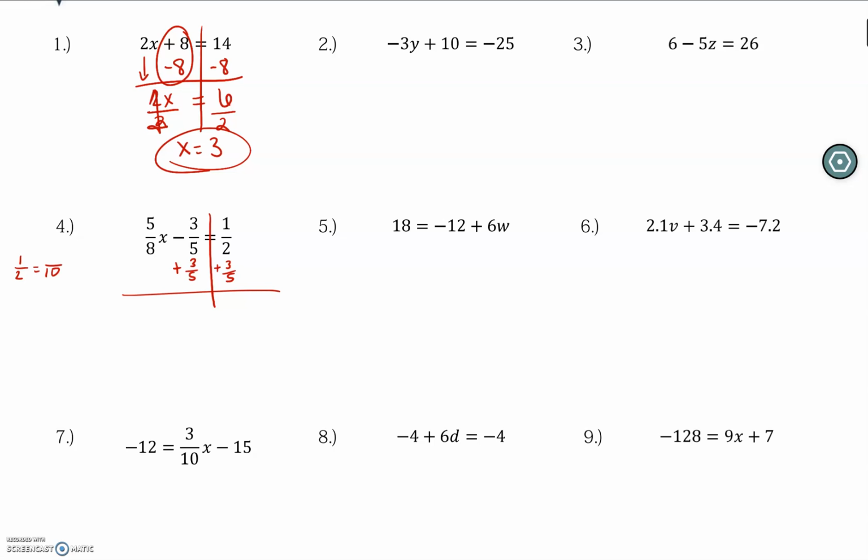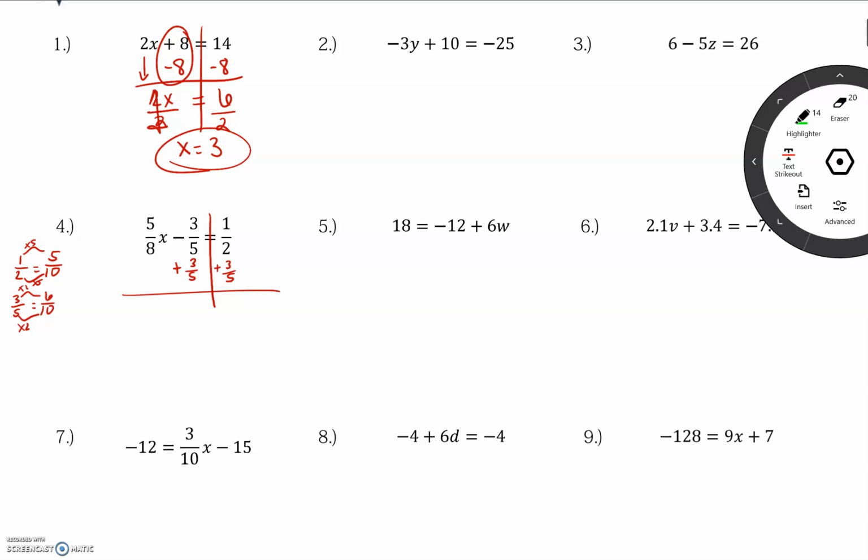I'm going to do the conversion over here. So I want the denominator to be 10. I multiply 2 times 5 to equal 10, so I have to multiply that top number by 5 as well, and I get 5/10. To get from 5 to 10, I multiply by 2, which means I have to also multiply the top number by 2. 3 times 2 would be 6. So what I'm really adding together over here is 5/10 plus 6/10.